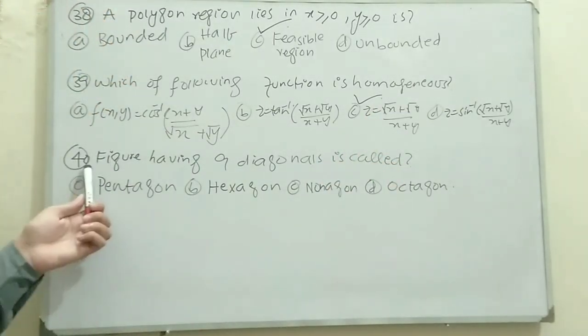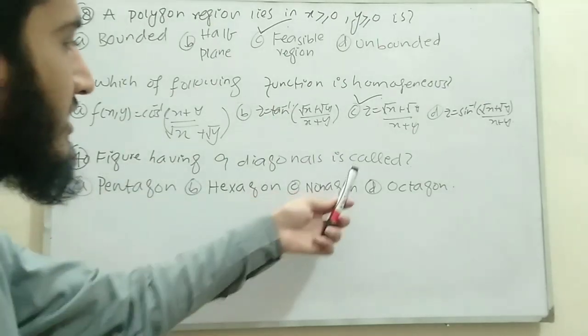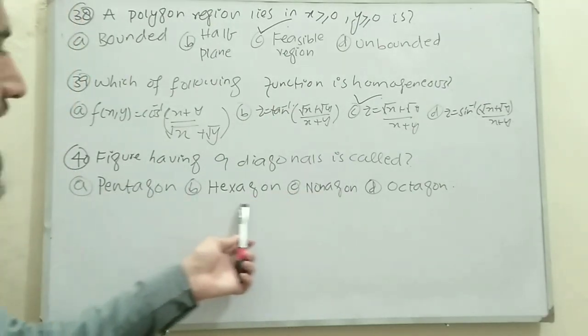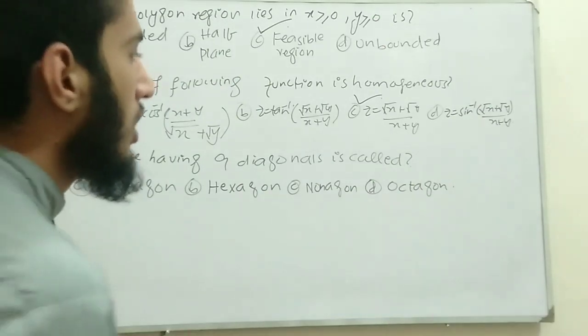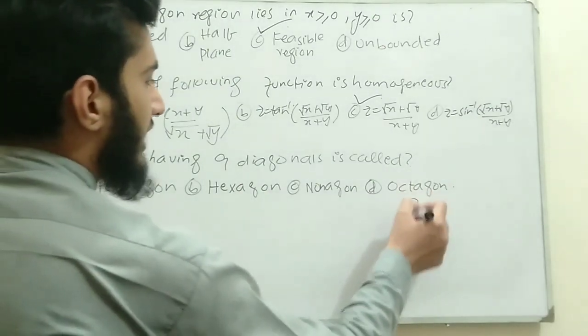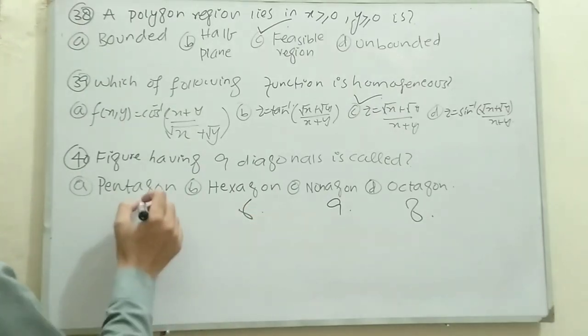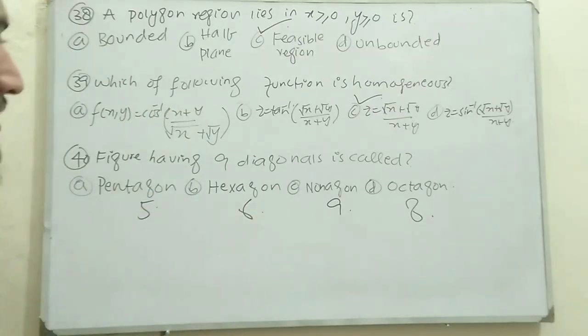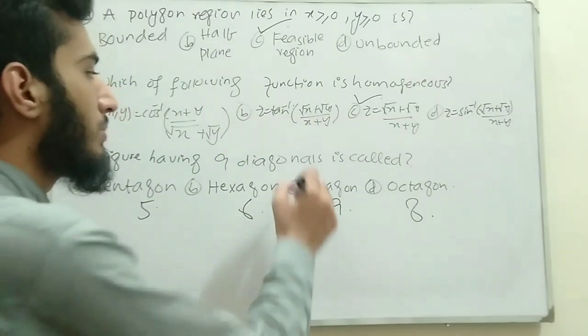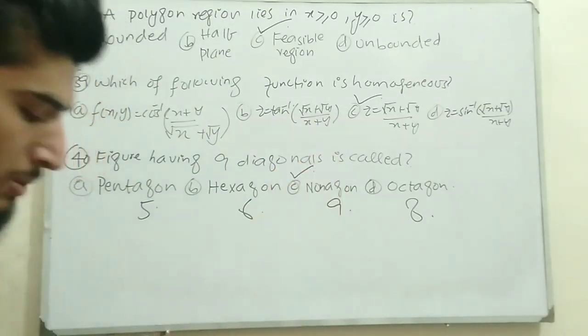Move to MCQ number 40. It tells that the figure having 9 diagonals is called: option A pentagon, hexagon, nonagon, or octagon. Octagons are figures having 8 sides, nonagon 9 sides, hexagon 6 sides, and pentagon 5 sides. But they are talking about 9 sides. So the correct option will be nonagon, option number C, for MCQ number 40.